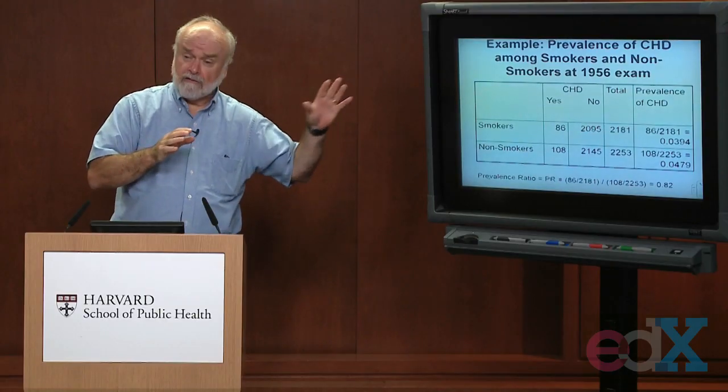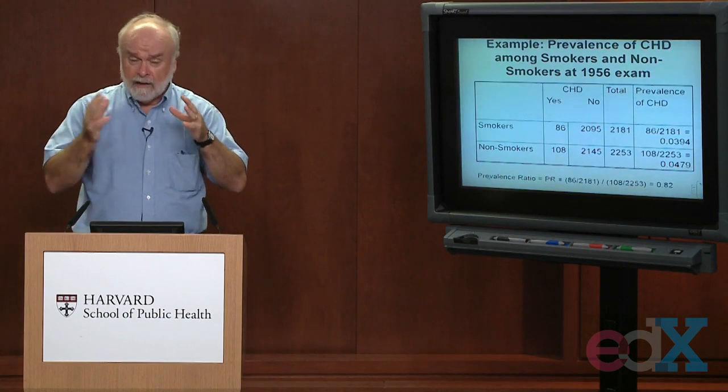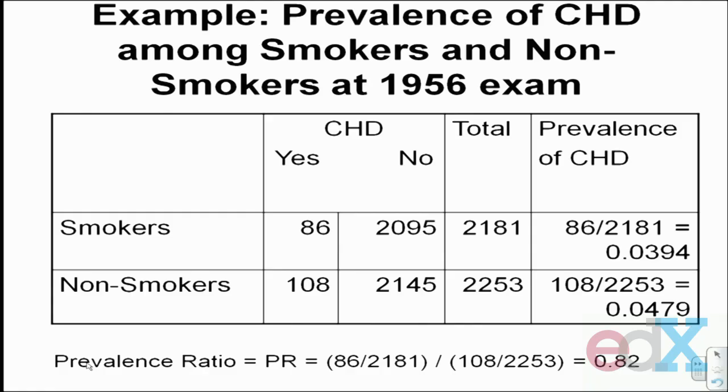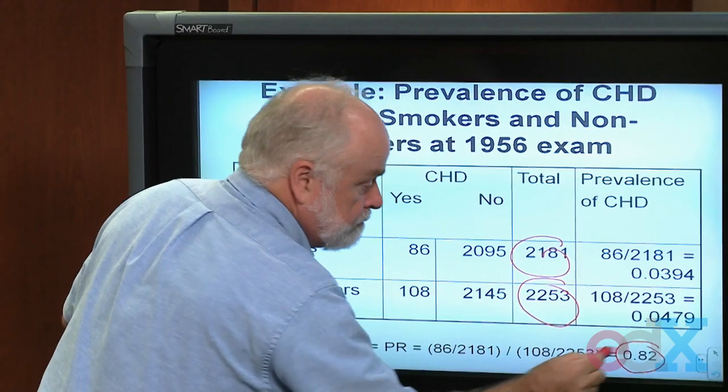So again, this is our cross-sectional study, which we're going to be using as a template to describe this concept of confounding. We had 2,181 smokers, 2,253 non-smokers. 86% of the smokers had existing coronary heart disease. 108 of the non-smokers had existing coronary heart disease. Prevalence ratio is 0.82. Okay.